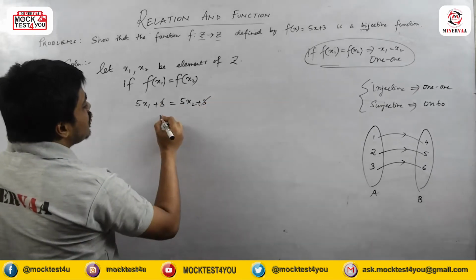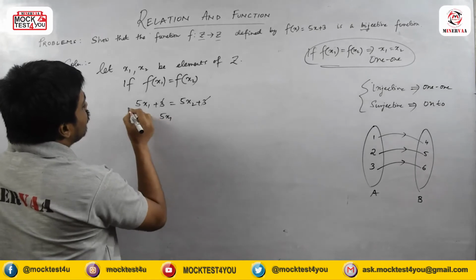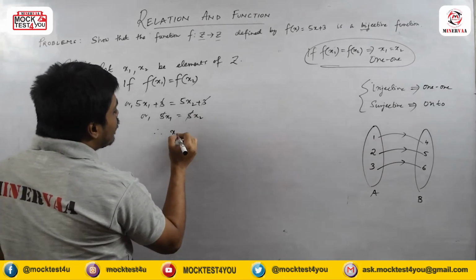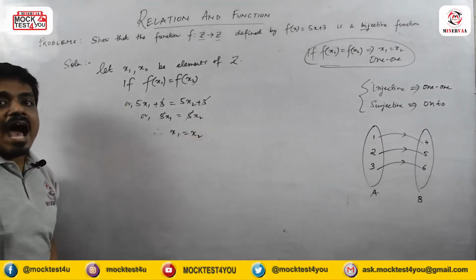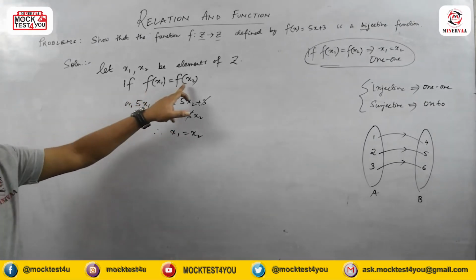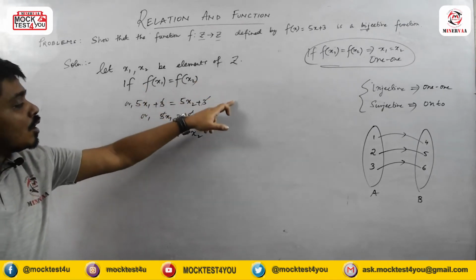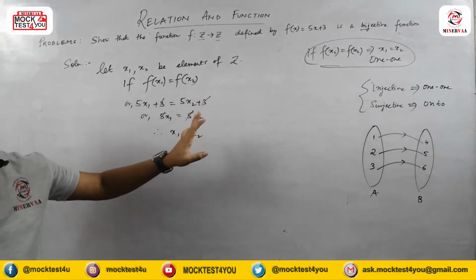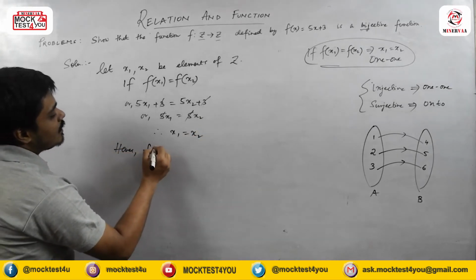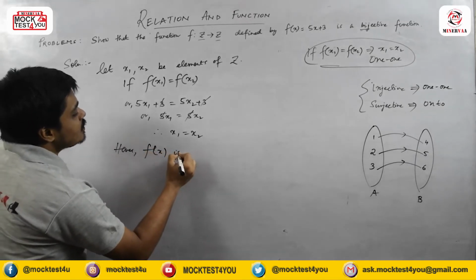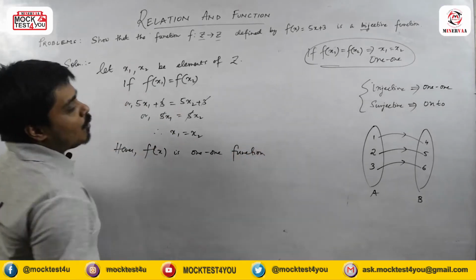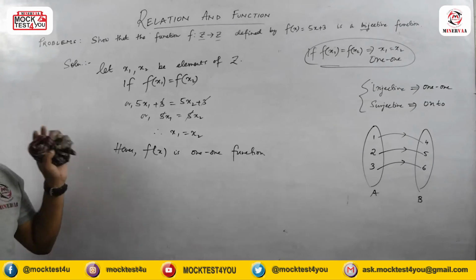So 3 gets cancelled. So we get what? 5x1 is equal to 5x2. Now 5 gets cancelled. Therefore x1 is equal to x2. And once we see that x1 is equal to x2, we can directly say that this assumption we have taken before shows that x1 is equal to x2. Then we can say hence the function f(x) is 1-1 function. Okay, so that's how we prove the function to be 1-1.